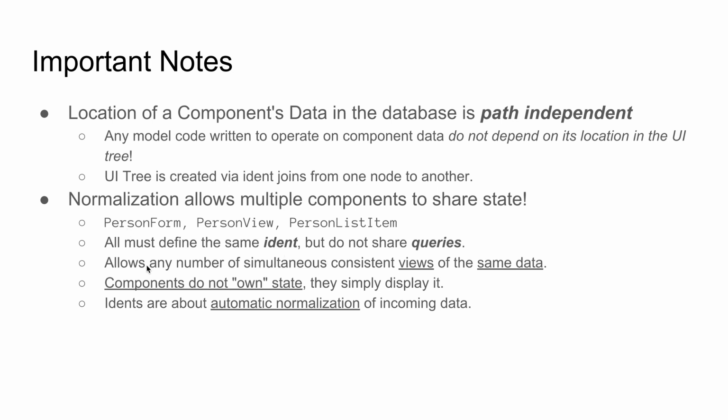So this allows any number of simultaneous and consistent views of the exact same data, but realize that the components themselves don't own any state. They simply display it. They're simply querying for something and defining where it goes if it comes in from some remote location, or, well, for any reason, timeout, whatever. So the ident generators are about automatic normalization of incoming data. The queries are about pulling data from this database, and so we need to see how DB2Tree works, how we're going to take our database, which is a normalized thing, and turn it into a UI tree.